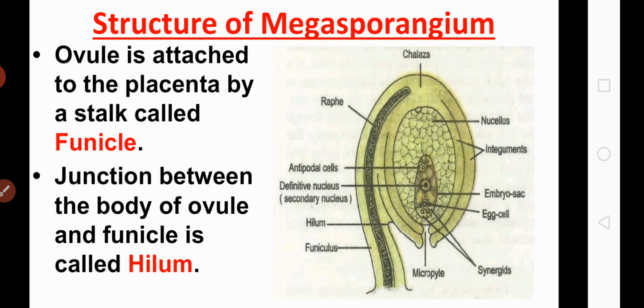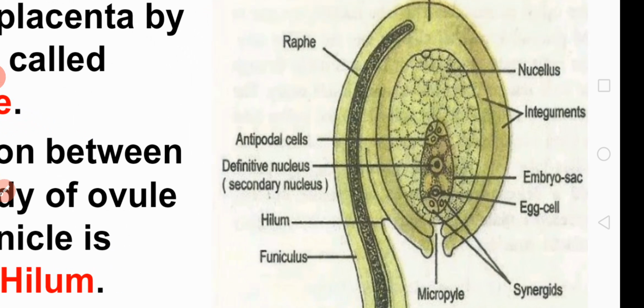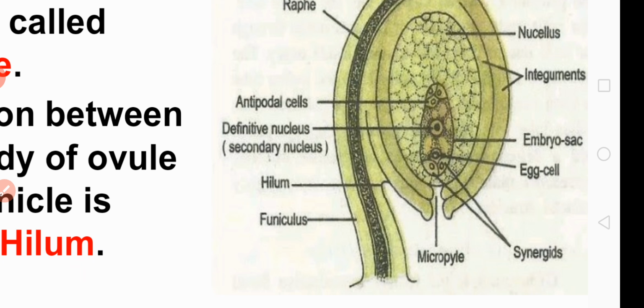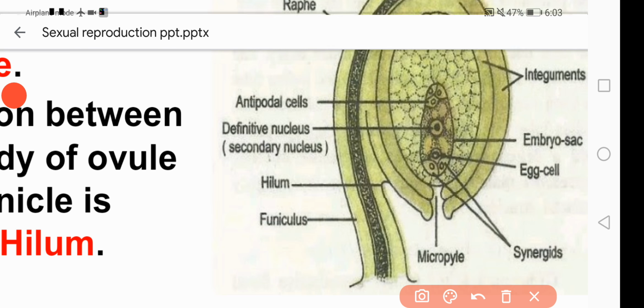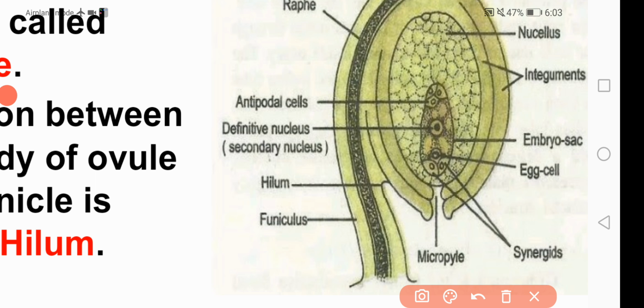Okay, in this picture you can clearly observe the funicle as well as the hilum portions. So this is the structure of an ovule. In this you can observe the funicle region as well as the hilum regions. Funicle is the stalk of the ovule. This stalk-like portion is called the funicle, and with the help of this stalk the ovule is attached to the placenta. Am I clear?